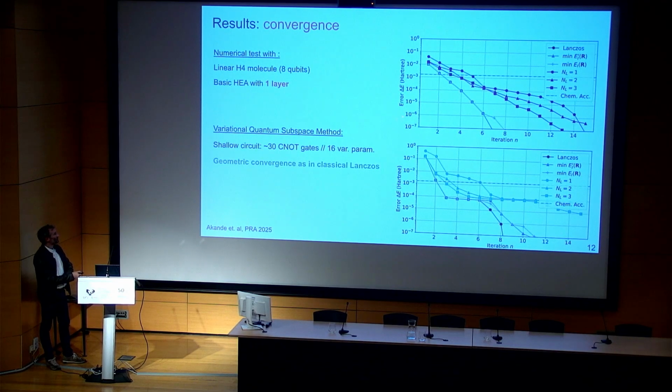This curve is maybe the most important one, because this is the error as a function of the iteration. And what you expect for geometric convergence, so to break the exponential wall, is, on a logarithmic scale on the error, a linear behavior, which means that at each iteration, the error is divided. And these lines are the classical Lanczos algorithm. The gray is exactly the Lanczos algorithm, but when you do it with a variational approach on a classical computer. And in color are the results when you use a hardware efficient ansatz.